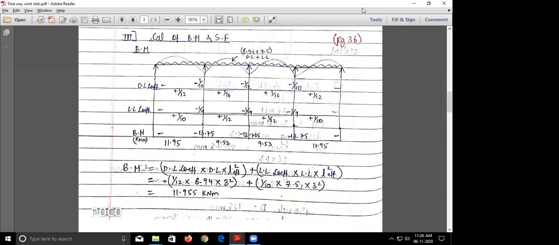Is this clear, how the bending moment we have calculated, everyone? Yes. Yes or no? Yes, am I audible?